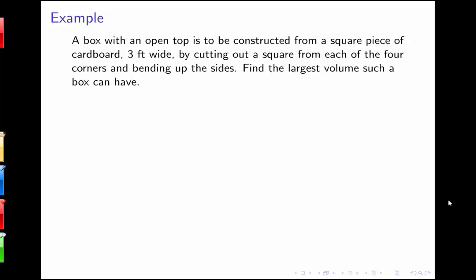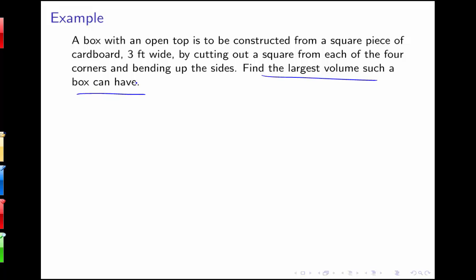The situation is that we have a box with an open top that is to be constructed from a square piece of cardboard 3 feet wide by cutting out a square from each of the 4 corners and bending up the sides. And our goal is to find the largest volume that such a box can have.